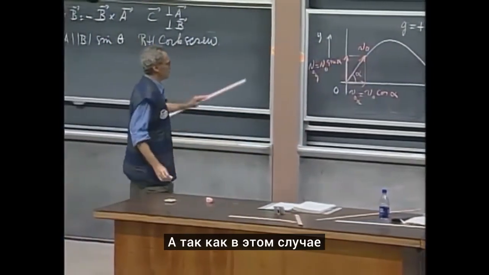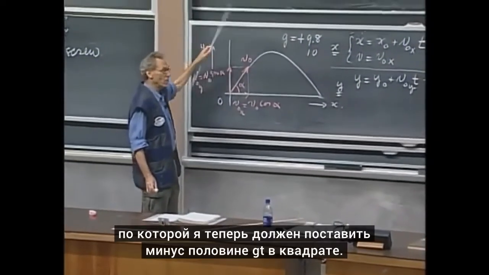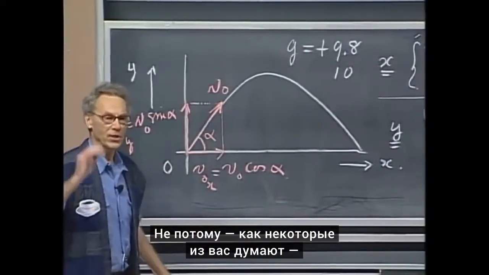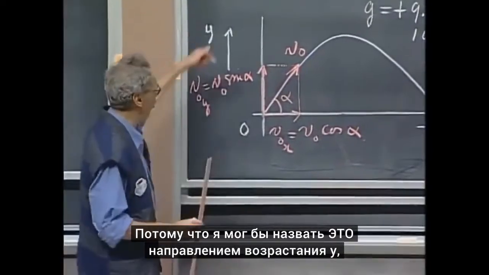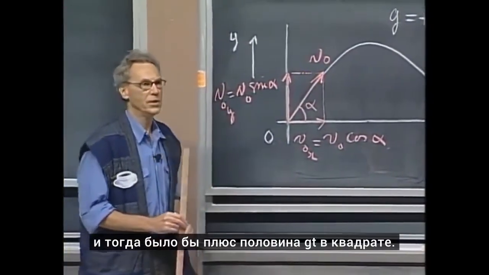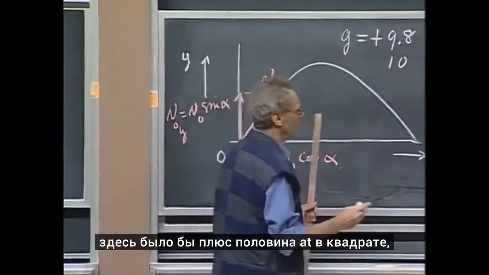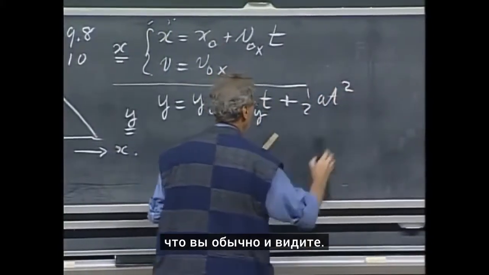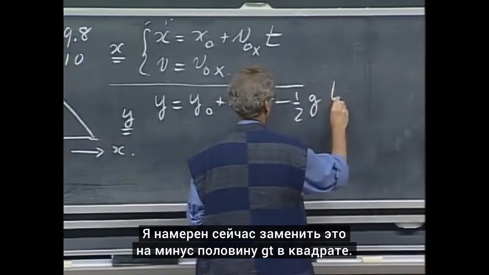And since in this case I have chosen this to be the increasing value of y, that's the only reason why I would now have to put in minus 1/2 g t squared. Not, as some of you think, because the acceleration is down. That's not a reason, because I could have called this direction increasing y. Then it would have been plus 1/2 g t squared. So the consequence of my choosing the direction in which y increases is that the plus 1/2 a t squared that you would normally see, I'm going to replace now by minus 1/2 g t squared.